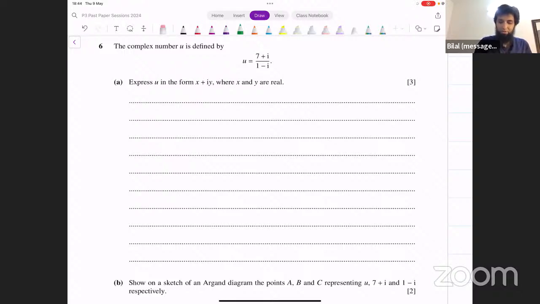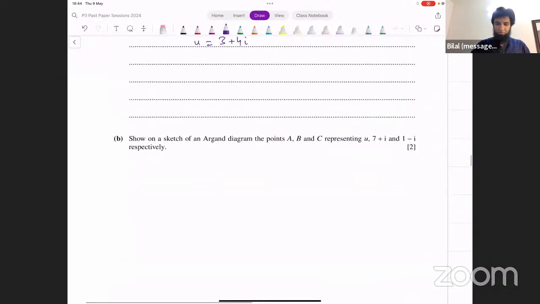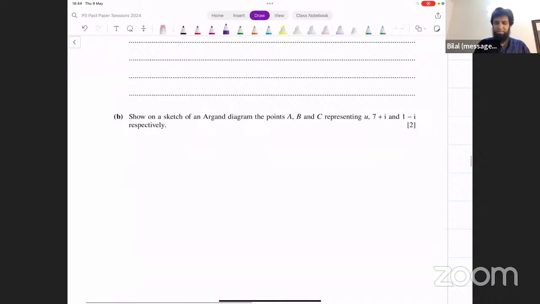So you'll do this first part, multiply and divide by the conjugate. And what does that simplify to? What do you get from the first part? Three plus 4i. U equals 3 plus 4i. That's the answer to the first part. I'm assuming you can do that. Second part is simply sketching that Argand diagram and representing those points.